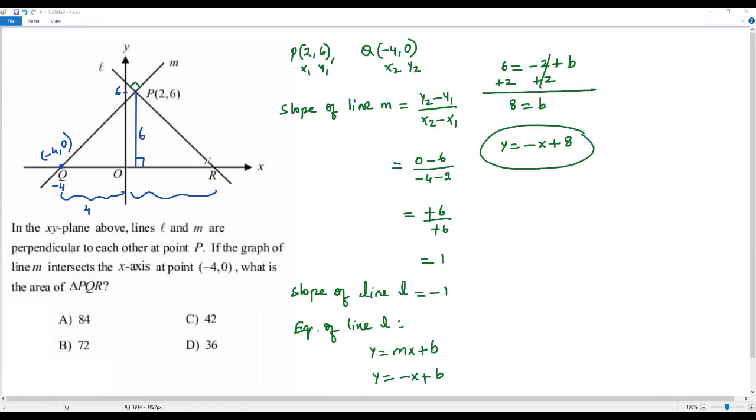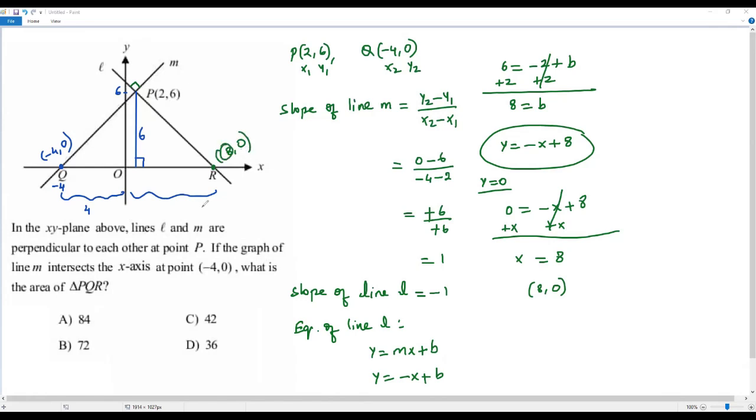Our aim is to get the x-intercept of line L, that is point R. For that, we have to plug in y equals 0 into this equation to get the x-intercept. When I plug in y equals 0, then I'm getting 0 equals negative x positive 8. Let me add x to both sides. When I add x to both sides, negative x and positive x will cancel out. On the left side, 0 positive x is just x. On the right side, we get 8. So the x-intercept of line L is (8, 0). So here the point R is (8, 0).